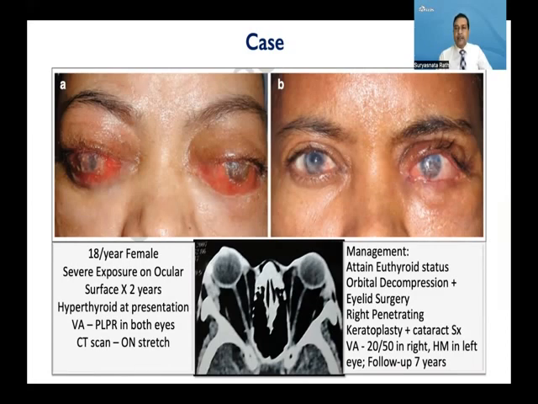We attained euthyroid status, and then orbital decompression was done sequentially, followed by eyelid surgeries. In the right eye, for the corneal scar, penetrating keratoplasty was done, followed by cataract surgery, and she attained a 20/50 vision in the right eye. Quite unimaginable if we look at the clinical presentation.